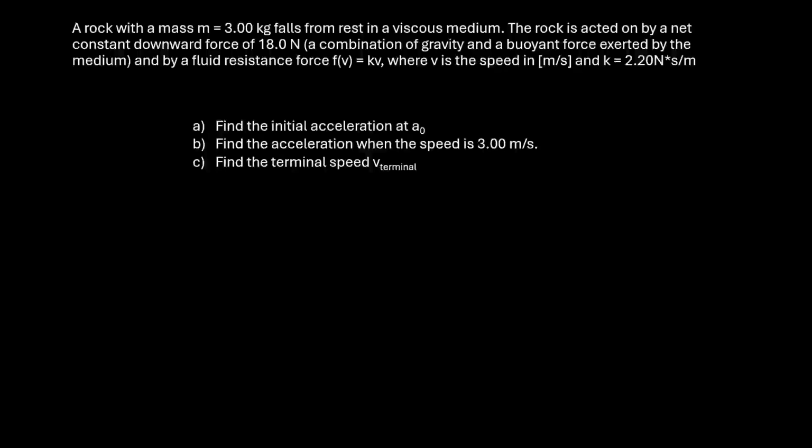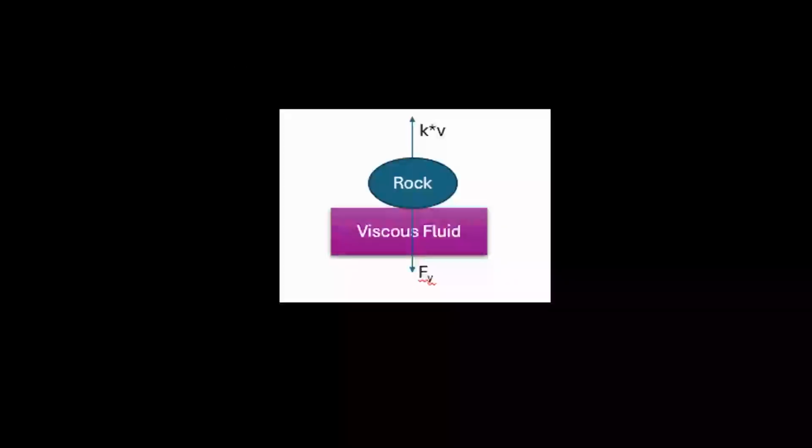Now, part A asks for the initial acceleration, part B asks for the acceleration when V equals 3, and part C asks for the terminal velocity. We did review part C, and we will go over that again at the end of the problem. Now let's go over part A.